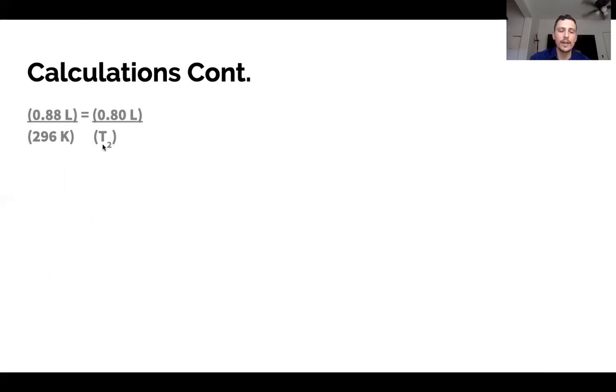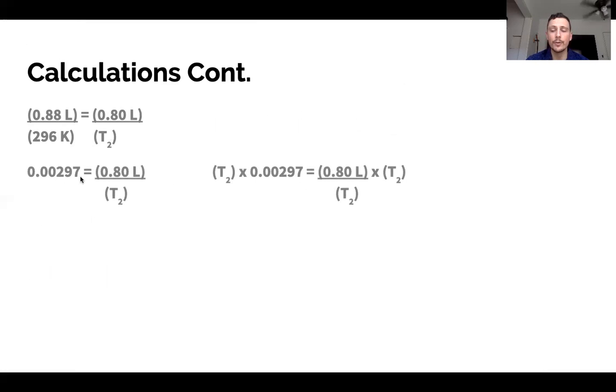This is the exact same thing I had previously, right? V1 over T1 equals V2 over T2. We need to solve for T2. Our variable is in the denominator, so there's a couple extra little steps we have to do to fix that. The first thing I like to do is combine all the terms on the side that doesn't have our variable. So if I take 0.88 divided by 296 Kelvin, you end up with 0.00297. That's all the terms on the left-hand side combined into one term equals 0.80 over T2.